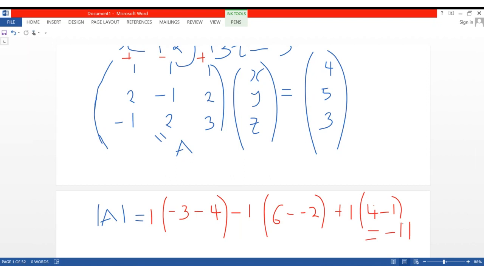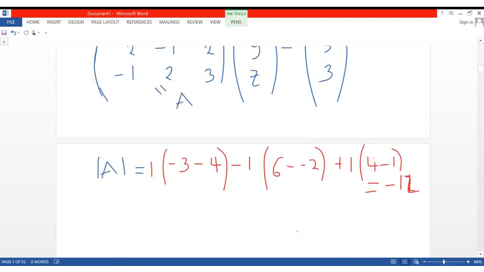I think I've done a mistake there. It's supposed to be negative 12. Confirm the answer. Negative 12. When you do all that, I'm getting negative 12. I'm hoping that is the correct. So if I make any mistake, you can interrupt.